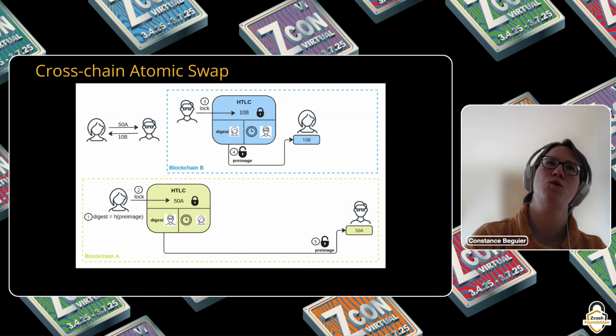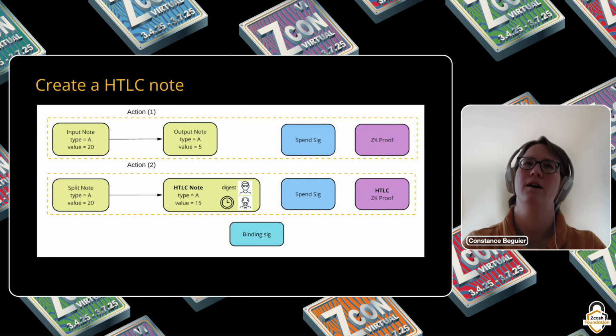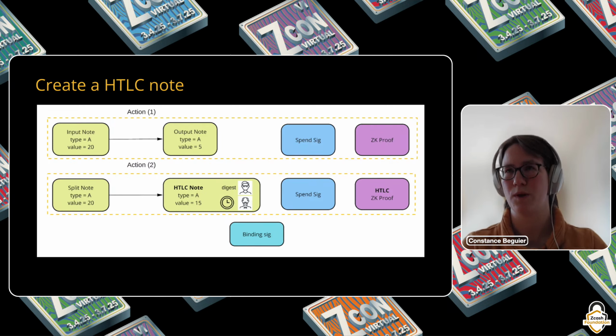Now I will explain how we would like to add HTLC to Zcash. A transaction in Zcash is a vector of actions. An action is a pair of an input node, the node that we will spend, and an output node, the node that we create. To create an HTLC contract, we will create into Zcash the notion of an HTLC node. An HTLC node is a ZSA node with some additional information: the digest, the expiry block, and Bob and John's public addresses.